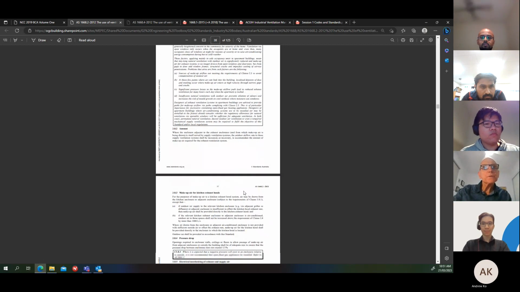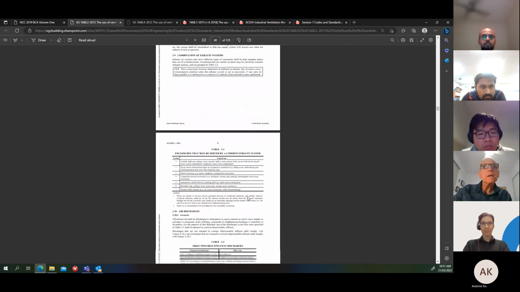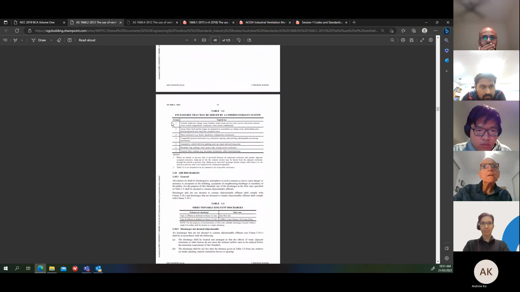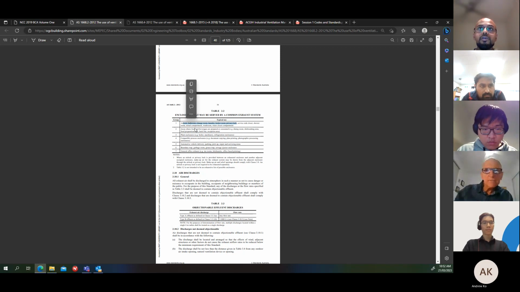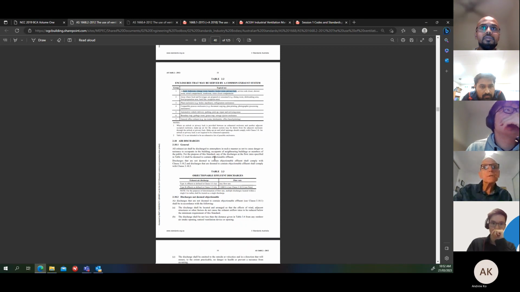Okay, I don't know if you're familiar with this table, but this is an important one. This is talking about where you can combine exhaust systems. So you can have a bathroom or a toilet or any of those things combined into a common exhaust system, but you can't combine a toilet with some other general ventilation system because you might get the back feed from one to the other. So that's an important one.